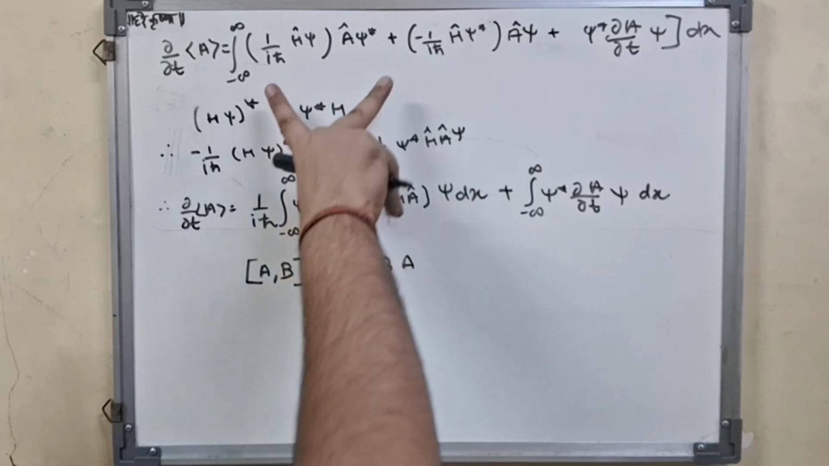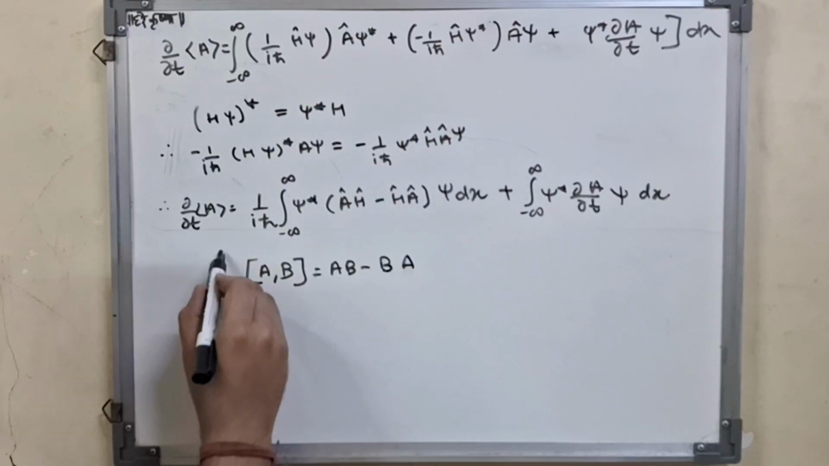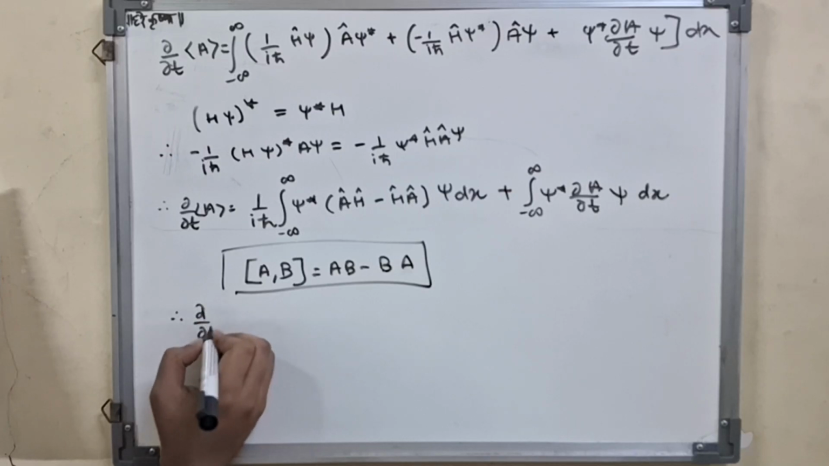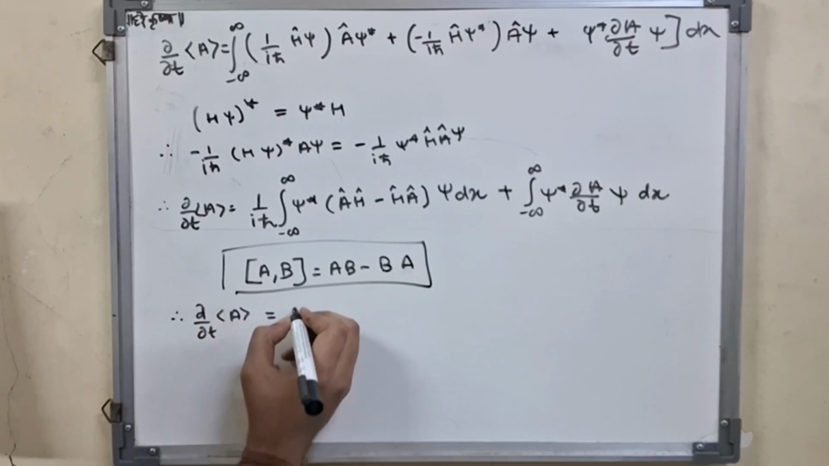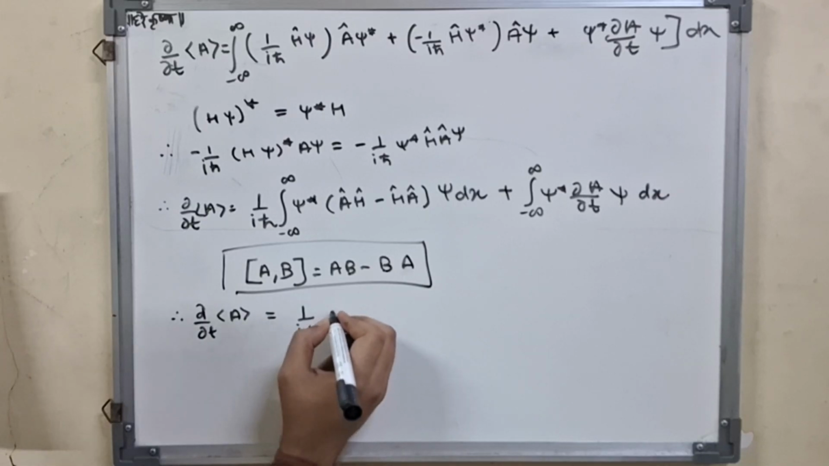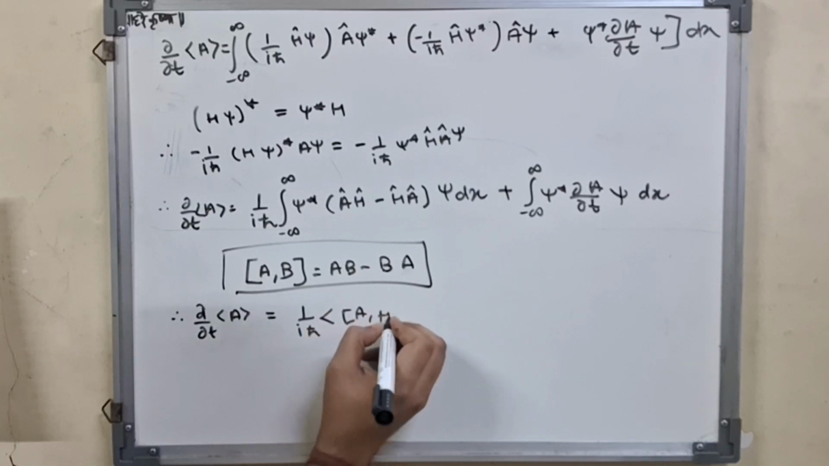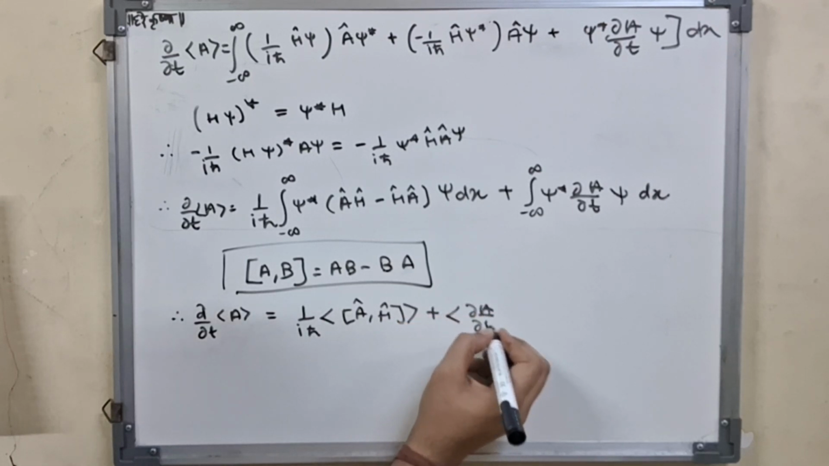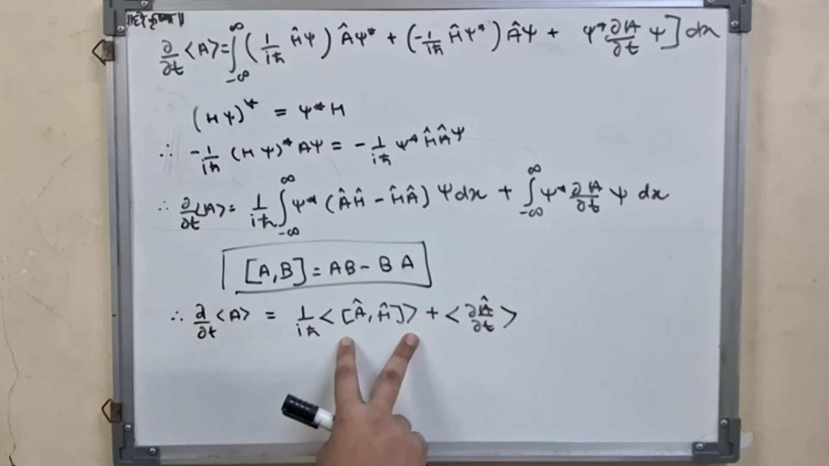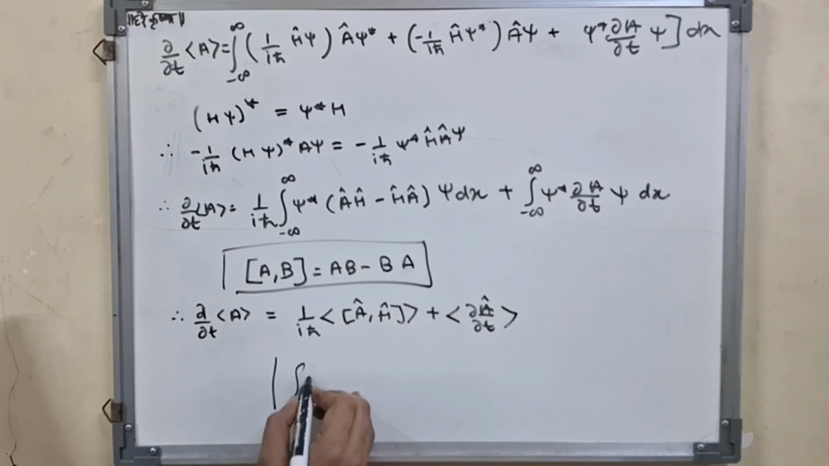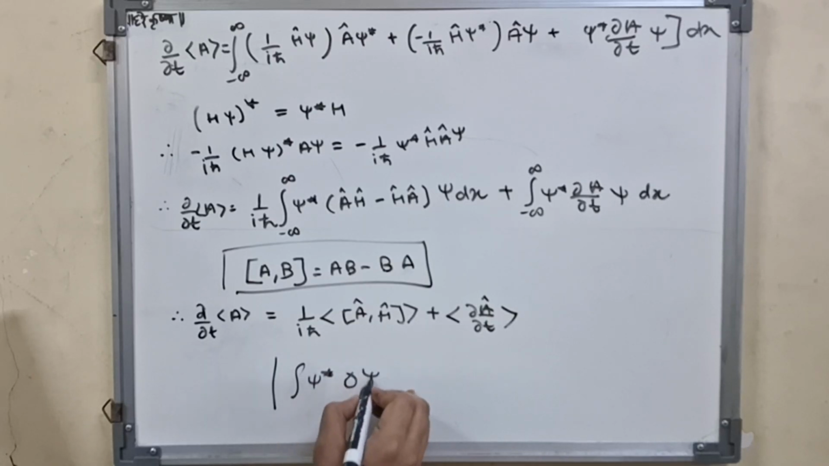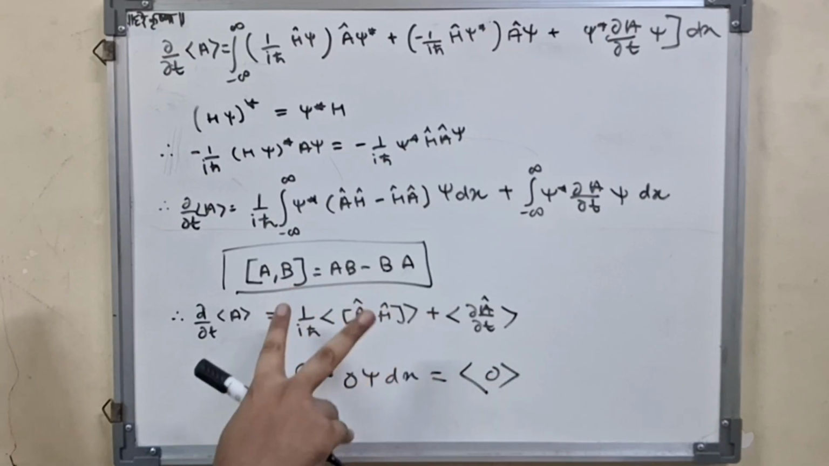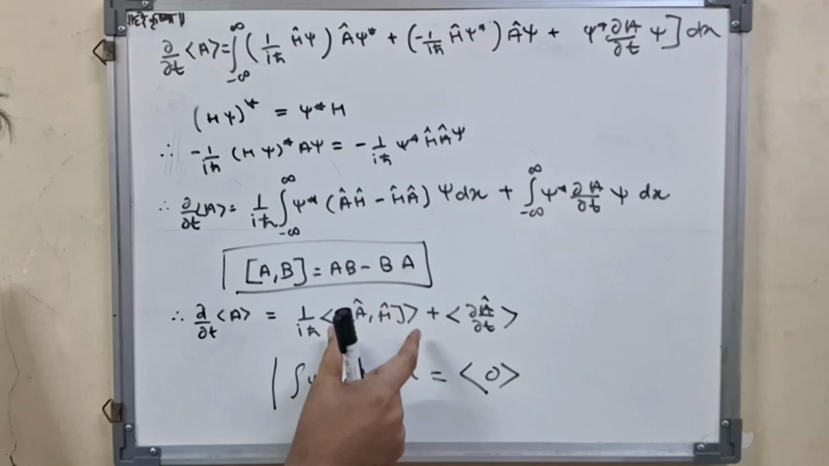In the same sense, we can also do the same thing over here. Therefore, from this, we can write ∂/∂t of A equals 1 upon iħ [A, H] plus ∂A/∂t. Now you may ask how we got this. For example, let's say we have an operator O, with ψ* O ψ dx. It can be written as the expectation value. In the same way, we did this over here and we wrote it like this.